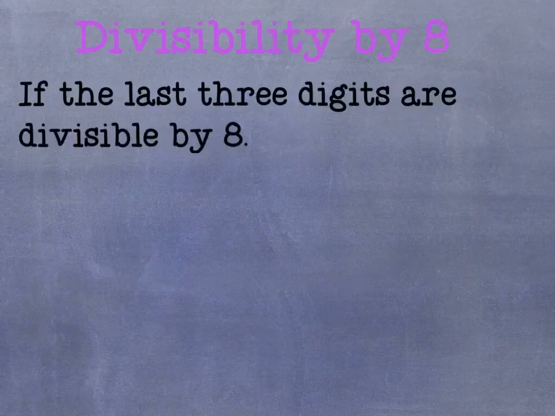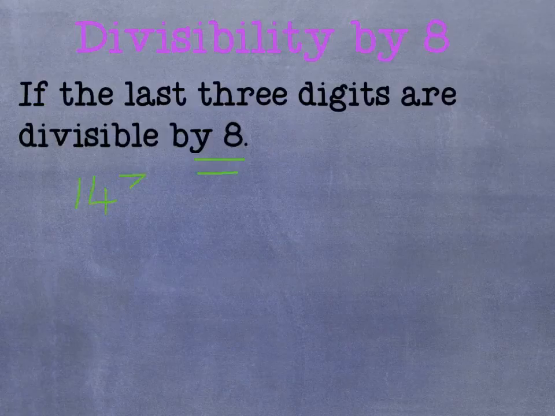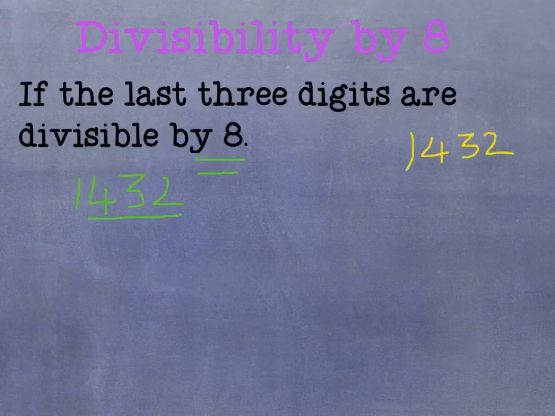Okay? Now, let's see divisibility by 8. In this case, all we have to do is check the last 3 digits. If the last 3 digits are divisible by 8, now I'm going to again take the same example, 1432. The last 3 digits are 432. Now let's check if 432 is divisible by 8.